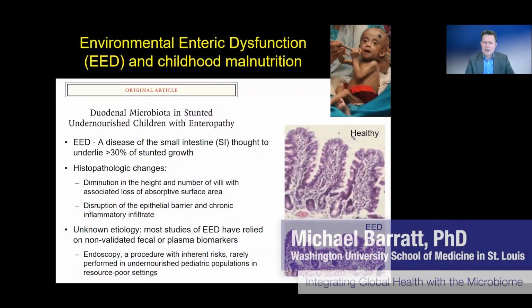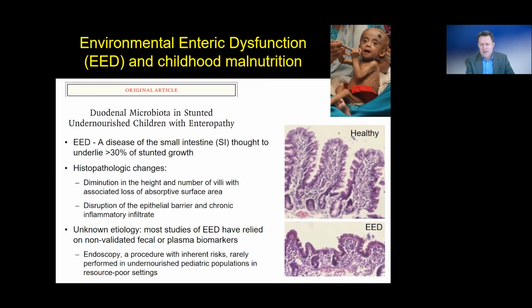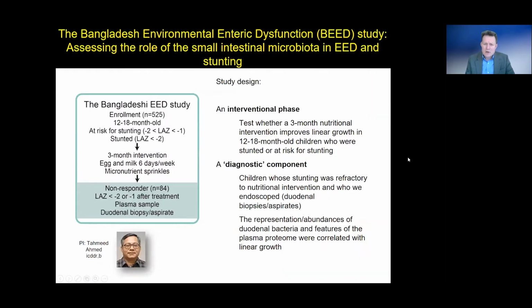Environmental enteric dysfunction, EED, is a disease of the small intestine that is thought to be a risk factor for growth stunting, a condition that affects over 150 million children. EED leads to disruption of the intestinal barrier and loss of absorptive surface area. However, since most children in low-income settings do not have access to endoscopy and there are a lack of validated non-invasive biomarkers, the etiology and prevalence of this condition is largely unknown.